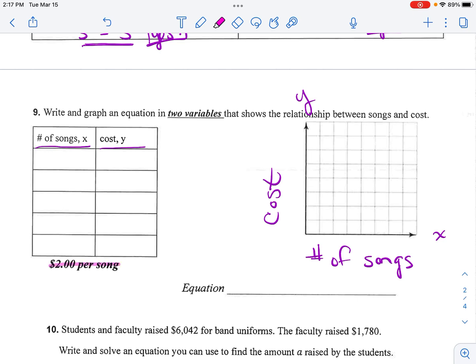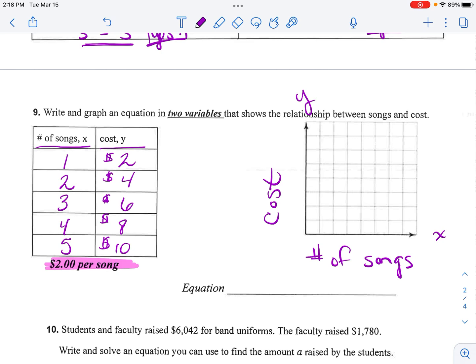If you look at the bottom of the chart, it says it is $2 per song. So if I have one song, the cost is $2. If I have 2 songs, $2 per song, that would be $4. 3 songs would be $6. 4 songs, $8. 5 songs, $10. $2 per song.